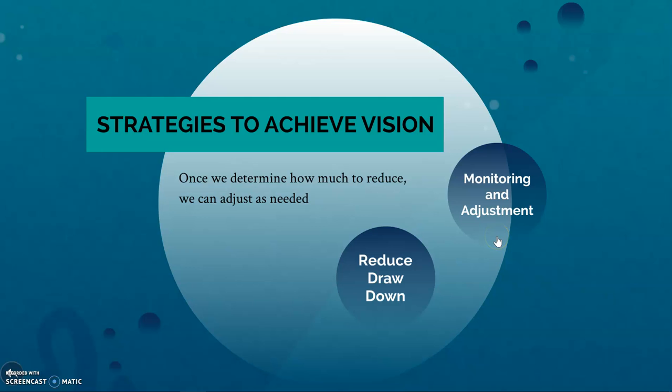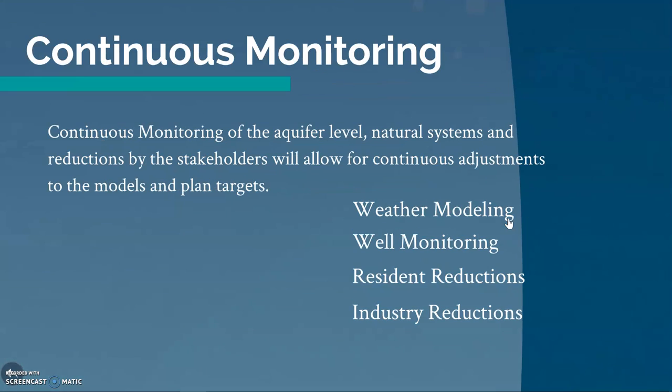So once we're done drawing down, reducing, we're going to need to monitor and adjust. We're going to have to continually monitor what the aquifer levels are, the natural systems such as storms, rains, how much precipitation we're getting, the reductions by other stakeholders such as residents, drinking water, residential areas, businesses. That allows for continuous adjustment to the models and the plan targets that we've established based on this base data. And again, looking at weather modeling, well monitoring, resident reductions, industry reductions, all that will allow us to continually monitor and update the models.